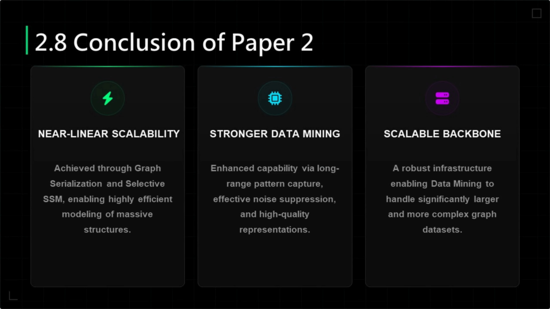Graph Mamba offers a promising way to scale graph neural networks. By flattening graphs into sequences and using the selective state space mechanism, it preserves long-range modeling while keeping near linear complexity, allowing much larger graph datasets to be processed even with limited hardware.